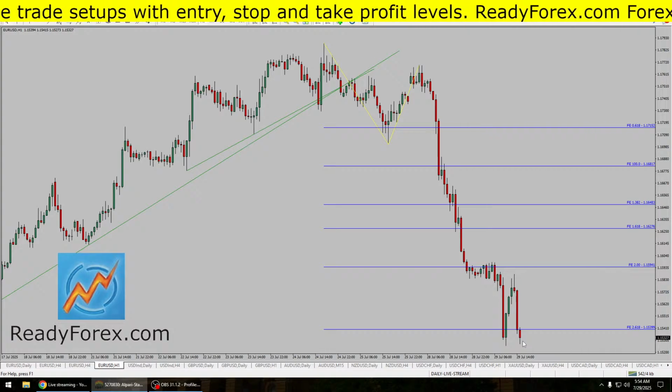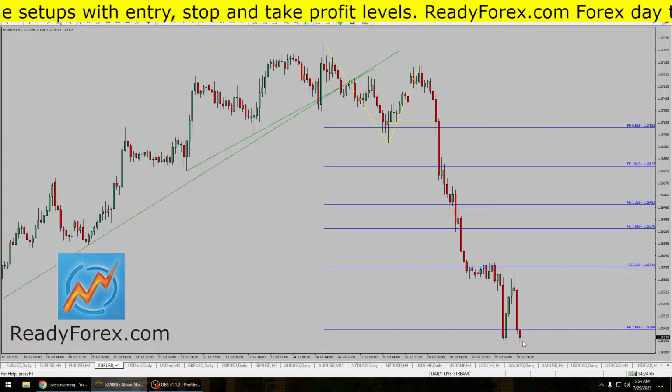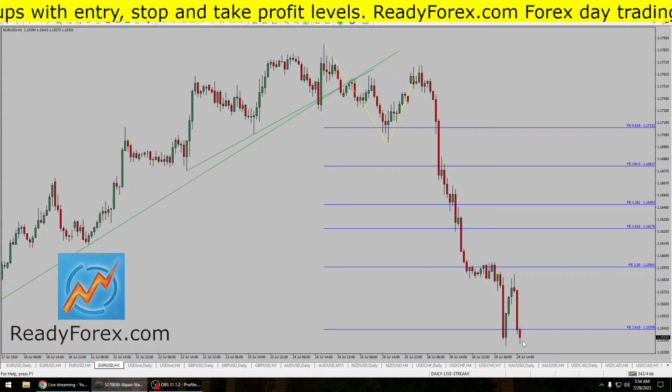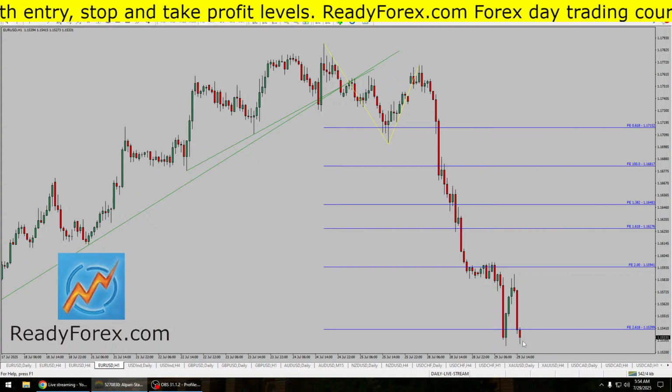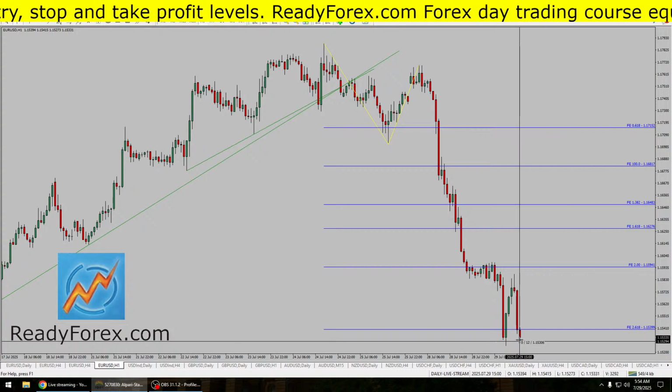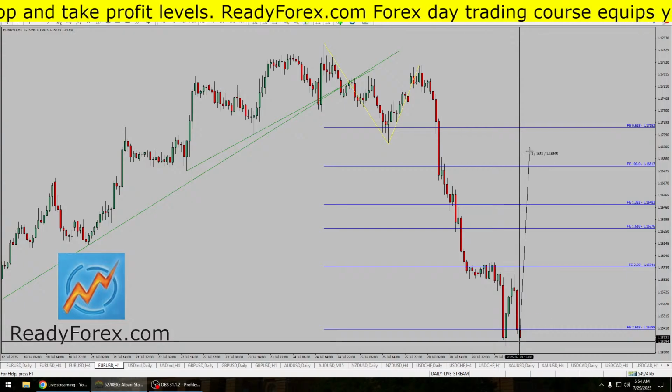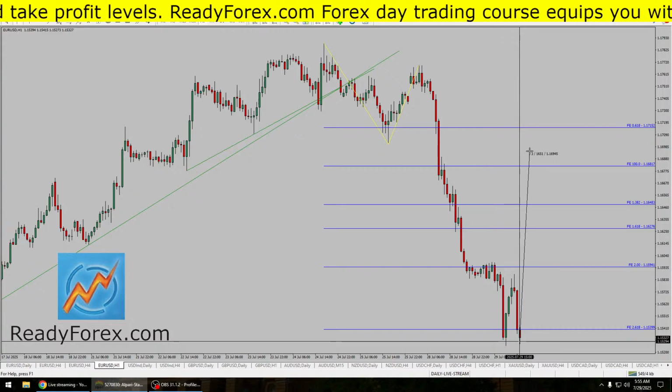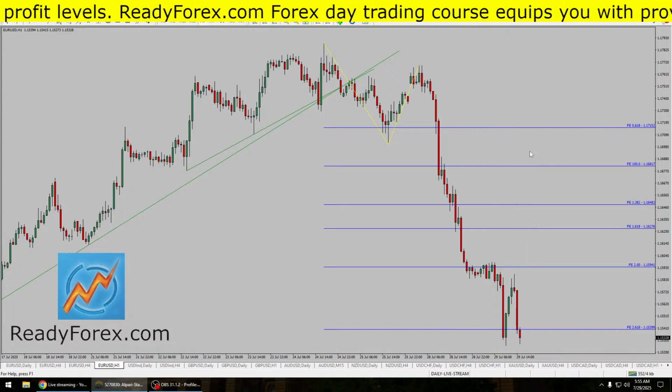So what I would do if I were you is wait for a pullback, then try to take a sell with less risk. If you sell over here, your stop loss would go all the way back up over here, about 160 pips. That's a big stop loss. I can't afford that.